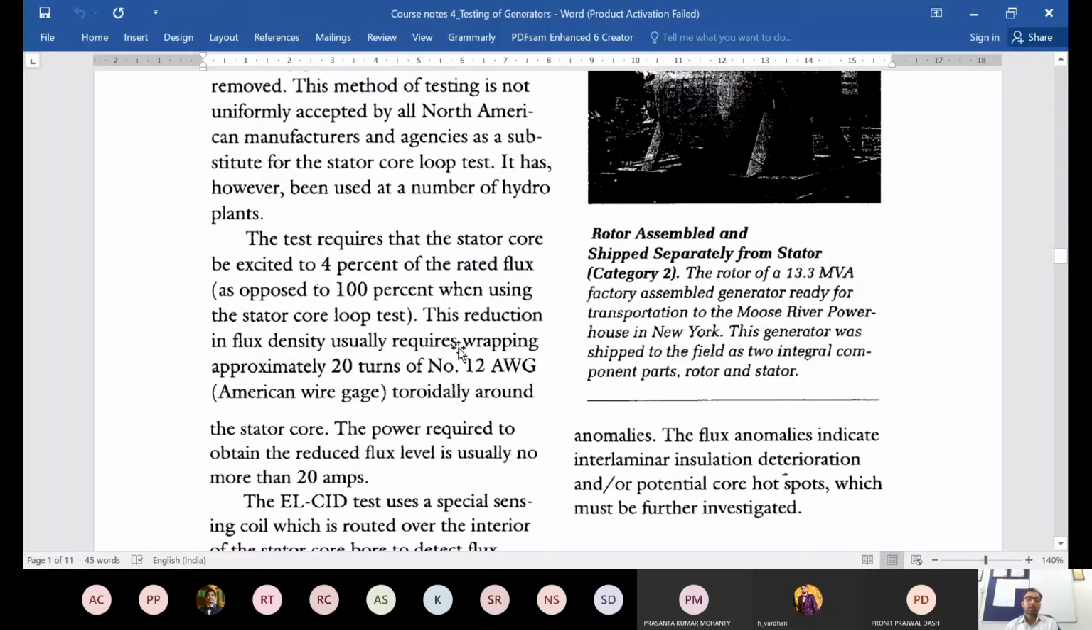This reduction in flux density usually requires wrapping approximately 20 turns of number 12 AWG toroidally around the stator core. So a particular cable specification is given and the number of turns is also given. So that is wound around the stator core. The power required to obtain the reduced flux level is usually no more than 20 amperes. So as you can see, the power level needed is also very low, and it can be managed in a very easy manner.